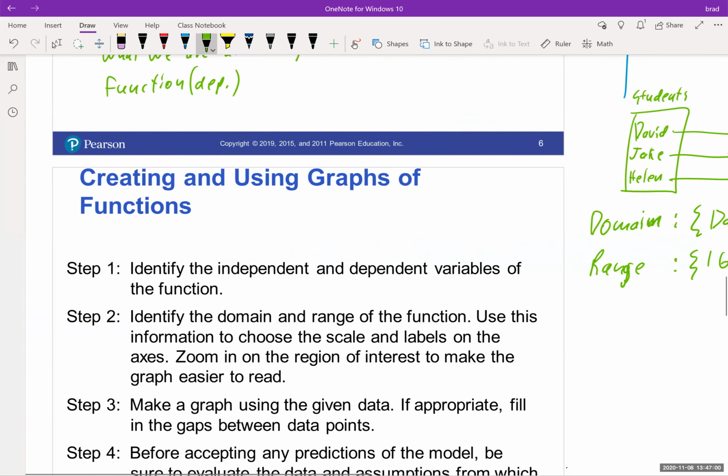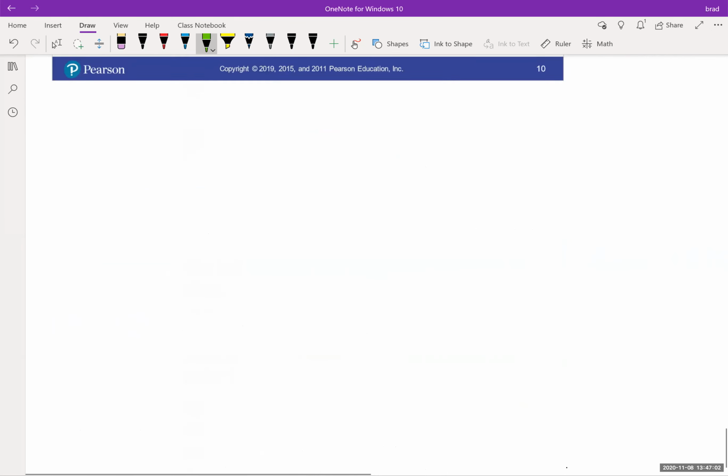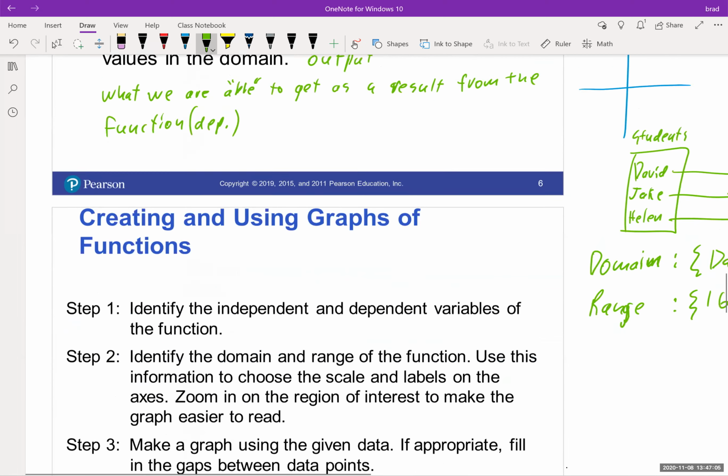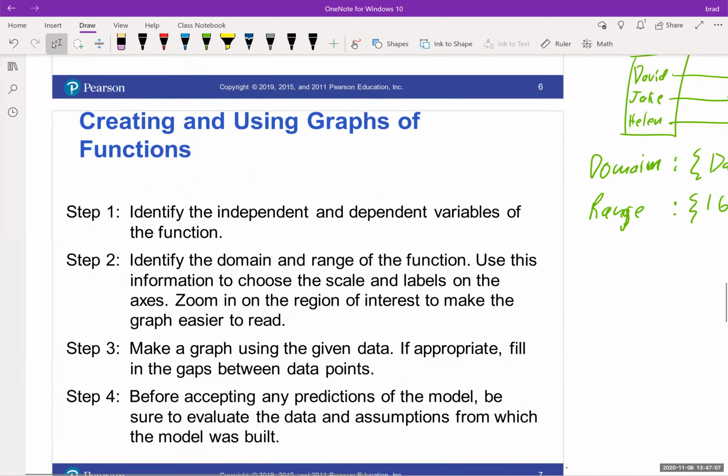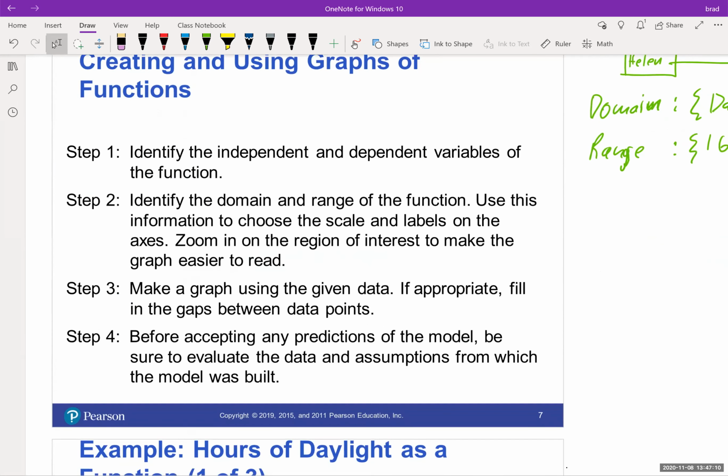So let's see how much we have left here. Oh, just about 3 more pages, okay. So creating and using graphs: identify the independent and dependent variables of the function. In general, like I said, use the x-axis as the independent variable. In general, that's how we do it. Identify the domain and range of the function, use the information to choose the scale and labels on the axes.